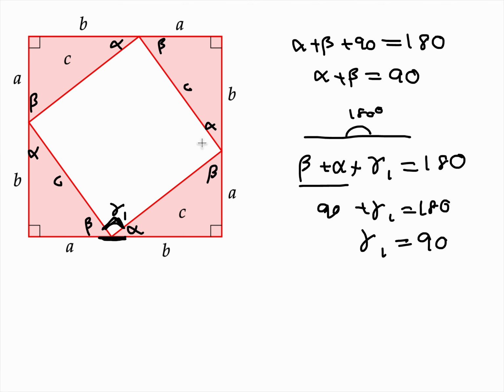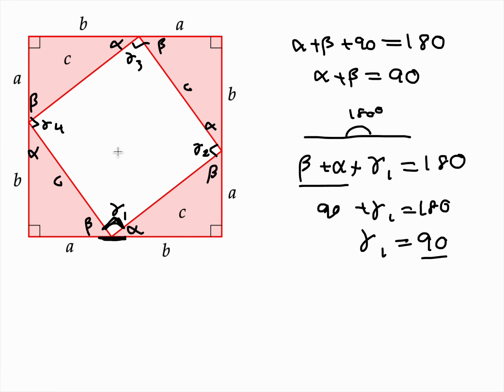And by similar logic, if we call this gamma sub 2, this gamma sub 3, this gamma sub 4, we can do the exact same thing. Instead of the gamma sub 1, we would just have gamma sub 2, 3, or 4, and we'd all end up with that it's going to be exactly 90 degrees. And so now we've proved that this middle figure right here is a square.